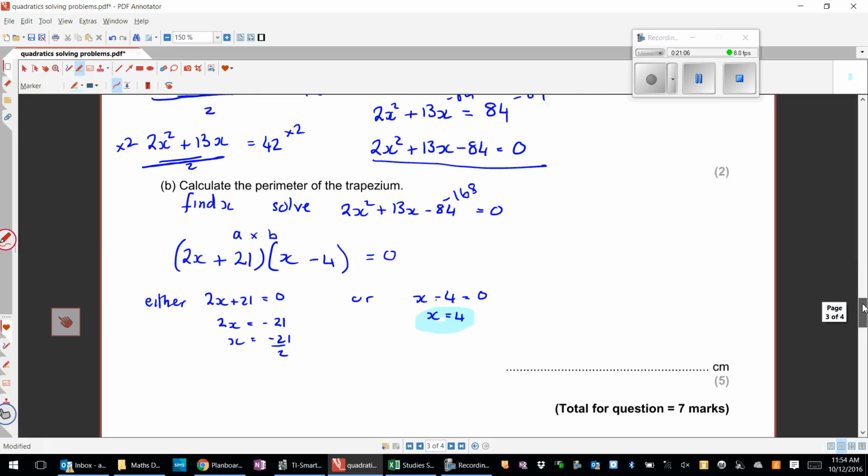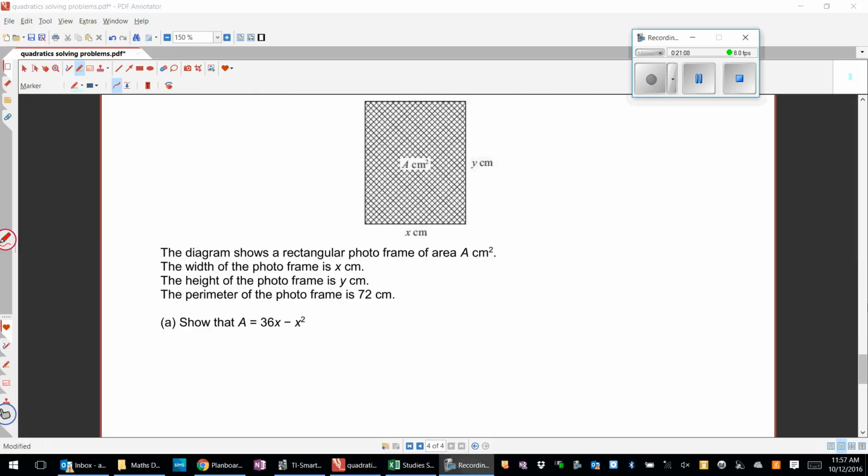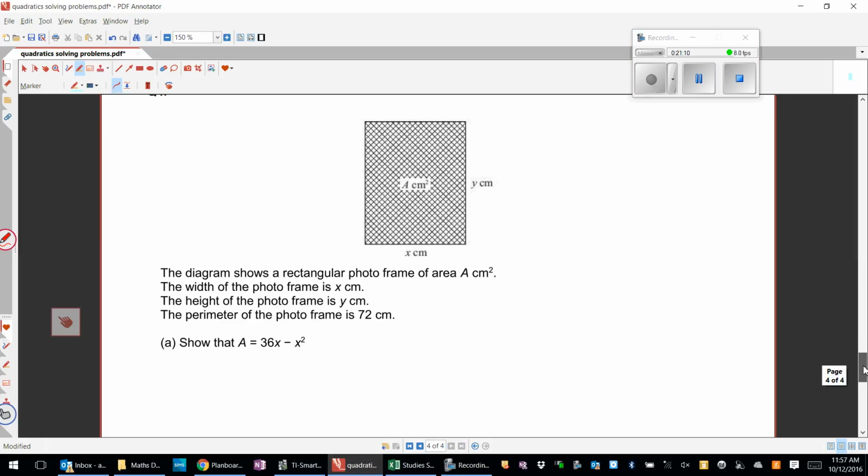Okay, so what we've got here is a rectangle, right? And we're looking for the information, and it says the perimeter is 72. So there's a piece of information that we're given, and we're going to have to use that. We are asked to show that the area is a given value. So what we need to do is start writing things.